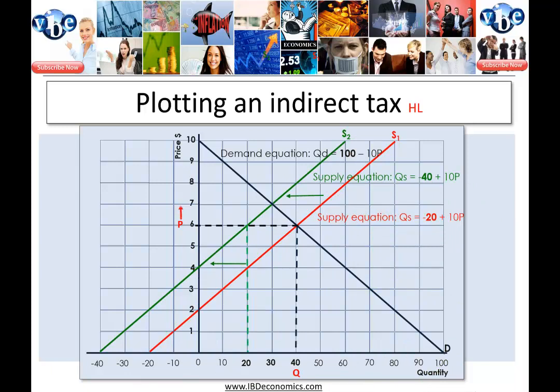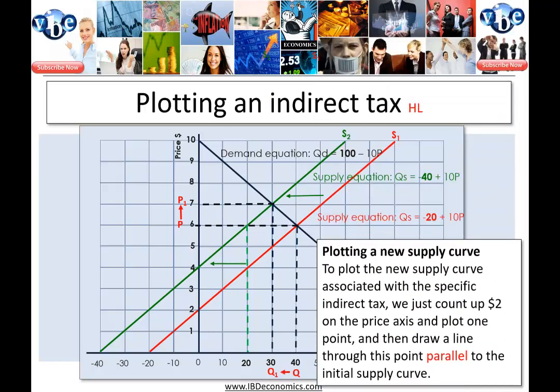And then we have a decrease in supply that's caused by the indirect tax. We've gone away and calculated our new supply equation. We worked out that quantity supply equals negative 40 plus 10p and plotted the new supply curve associated with the specific indirect tax. All we're going to do is count up $2 on the price axis and plot 1 point and then draw a line through the point parallel to the initial supply curve.